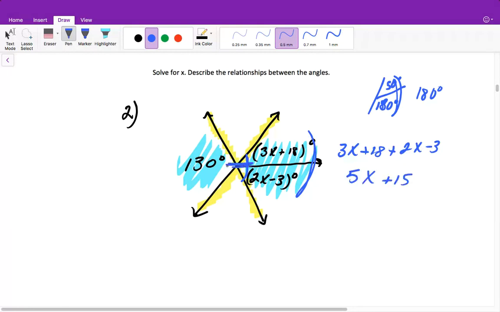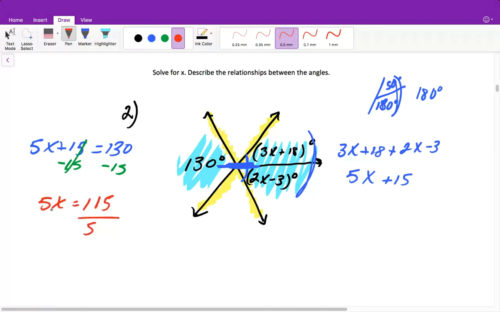And since these angles are vertical angles, I know that they're equal, so I can say 5x plus 15 is equal to 130. I can then subtract the 15 from both sides and get that 5x is equal to 115. Divide each side by 5 to solve for x, and x is then equal to 23 degrees. All right, let's move on to the next question.